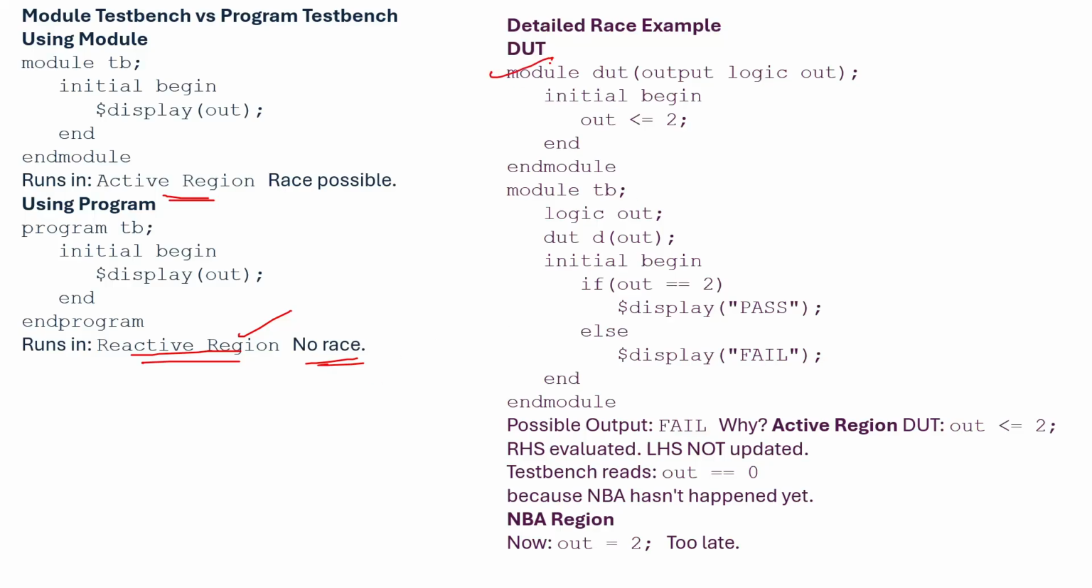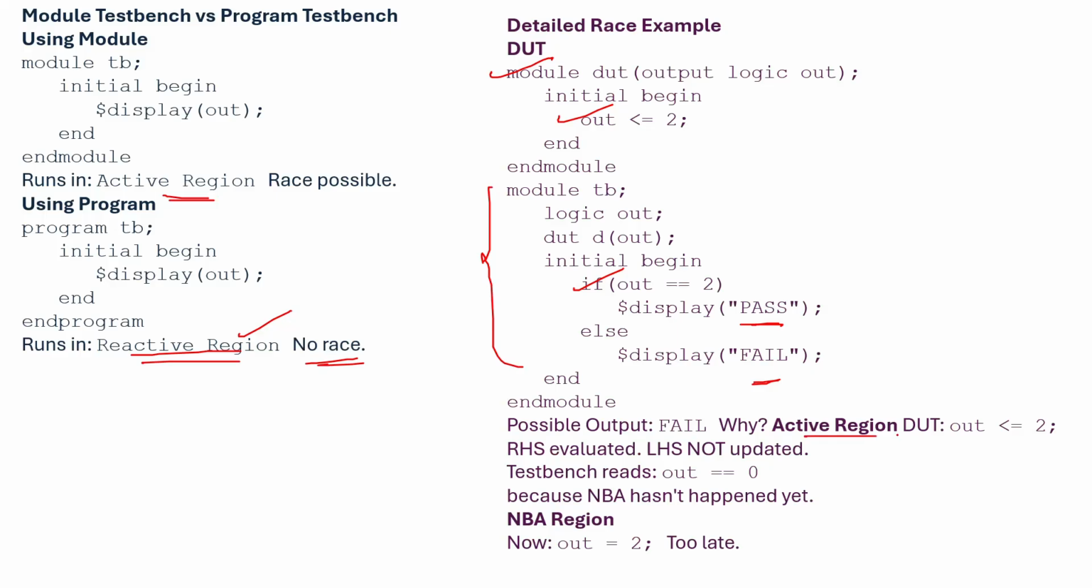So that is the detailed race example of how we get the race condition. This module DUT has output equal to 2, and then module TB also has output equal to 2. Sometimes it may pass, sometimes it may fail, but in most cases it is failing. I'm not seeing the output equal to 2 because my DUT is not completed yet, but still I'm driving that output value equal to 2 and I want to read the data. So then the program will fail.